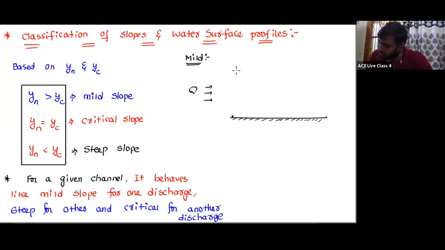So now, can I draw the vertical depth, not inclined to the channel bed? This is yn, and this is yc. So yn is going to be more than yc, and along the length of the channel the normal depth is going to be the same. Whatever line represents the normal depth is known as NDL. What is meant by NDL? NDL means normal depth line. See, here also this is a normal depth, and here also this is a normal depth.